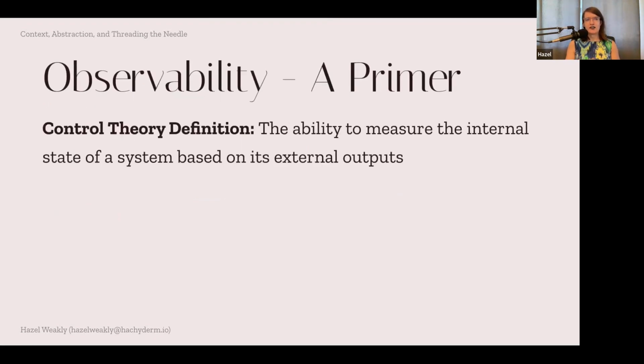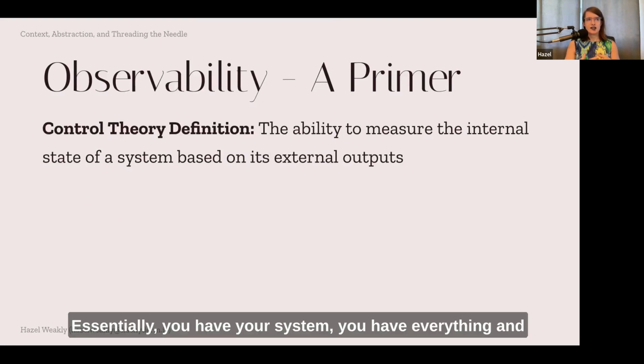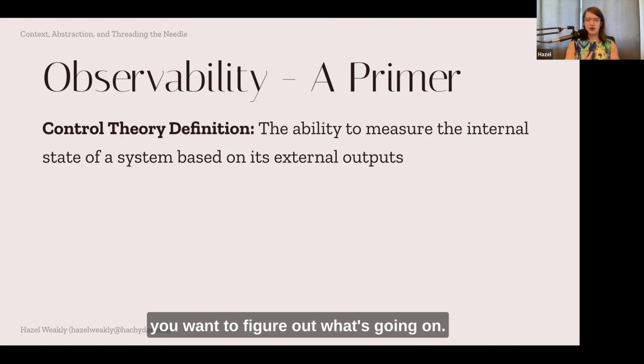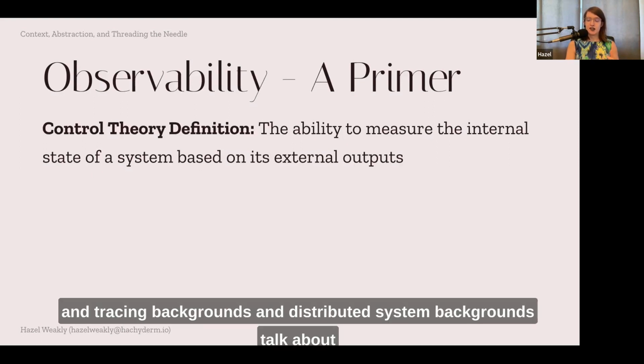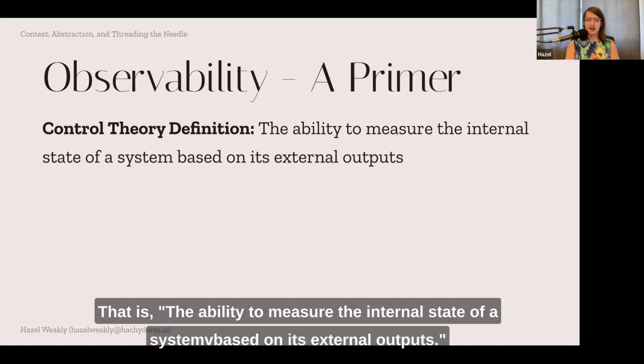With observability, you have your system, you have everything, and you want to figure out what's going on. And over time, people have run into this problem, and different groups of people have come up with different definitions for observability. One definition that you've heard Charity Majors and a lot of other people from OpenTelemetry, tracing, and distributed systems backgrounds talk about is the one from control theory. And that is the ability to measure the internal state of a system based on its external outputs.